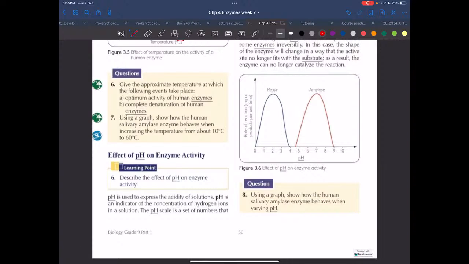Okay, let's look at the pH. I think everyone understood the temperature. So the pH is the same concept here. But before we talk about how pH affects, what is pH? pH is a way to measure acidity. It measures the concentration of what? Hydrogen ions, so H plus ions. Okay, that's what pH measures.